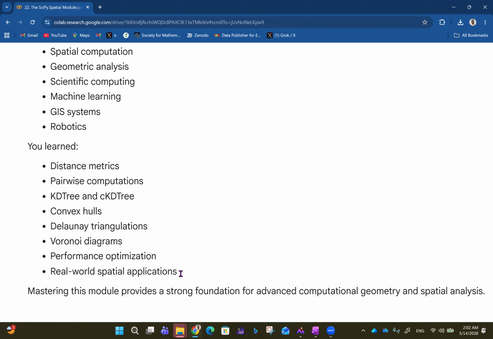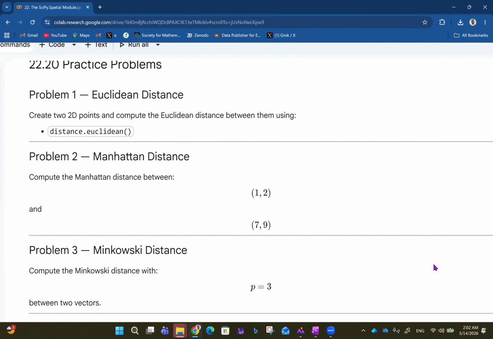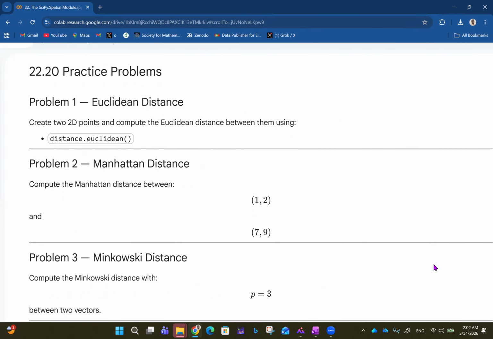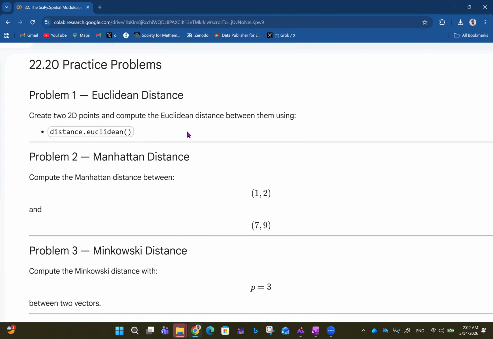So mastering this module provides a strong foundation for advanced computational geometry and spatial analysis. So if you deal with space in general, this is a SciPy module you want to really consider. That's SciPy.Spatial. So problem one, Euclidean distance.